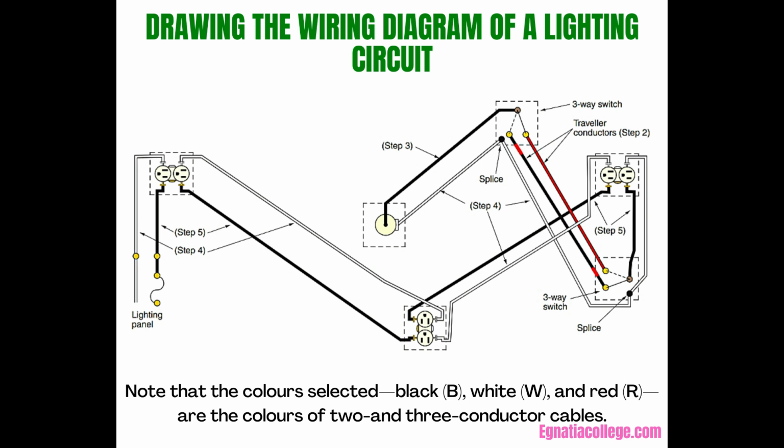7. Mark the color of the conductors, see Figure 11.3. Note that the colors selected: black, B, white, W, and red, R, are the colors of 2 and 3 conductor cables. You could use colored pens or markers for different conductors when drawing the wiring diagram. Use a pencil to indicate white conductors. You can also draw all the conductors in the same color, pen or pencil, and write the letter of the color beside each conductor. Note this on the diagram, Rule 4.022.